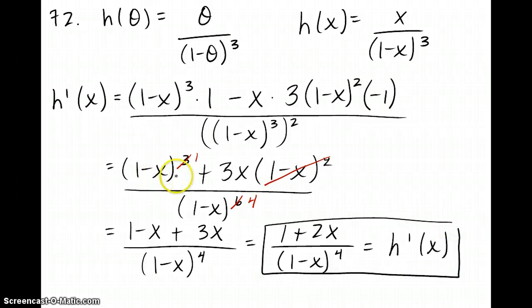We're allowed to cancel the 1 minus x because it's present in each term, the 2 terms in the numerator and the denominator.